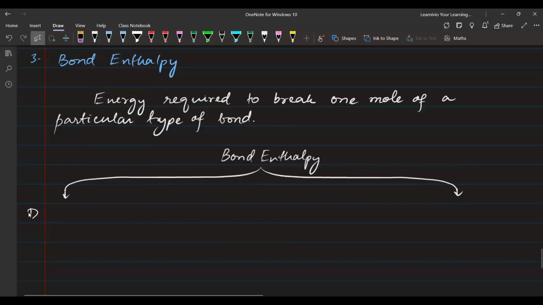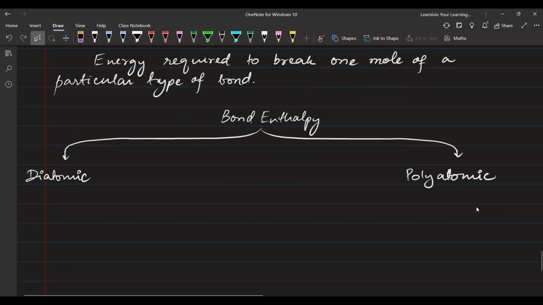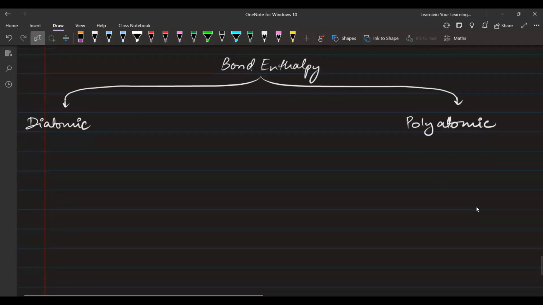Bond enthalpy for diatomic. The other one is for polyatomic. Pay attention. For diatomic, bond enthalpy is just the bond dissociation energy.